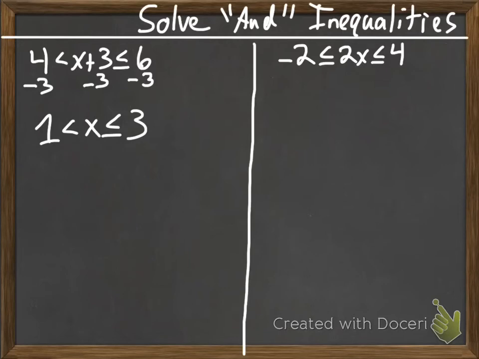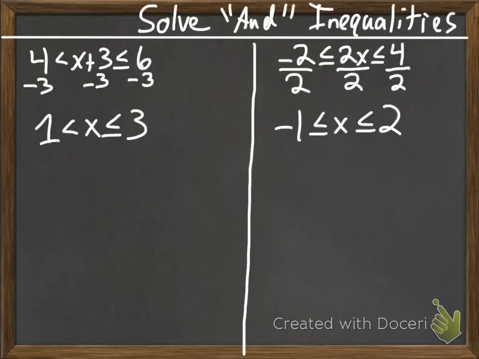On the right here, we have the same idea. We want to get x alone. And we see it's a 2 times x. Well, we know to fix that, we divide by 2. And we divide by 2 everywhere. If you divide by 2 in the middle, you divide by 2 on the outsides. So we get -1 less than or equal to x less than or equal to 2. And then we would graph this.